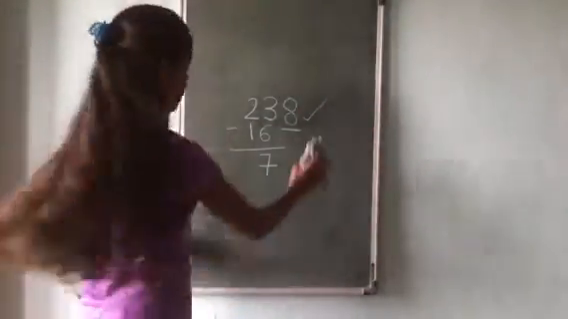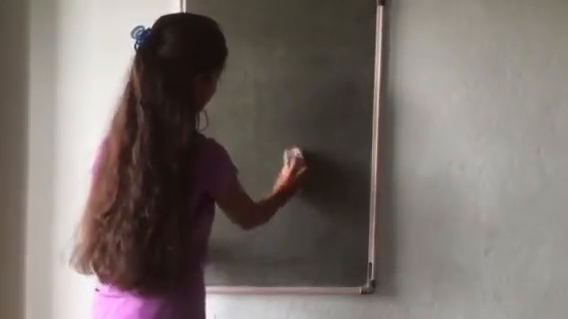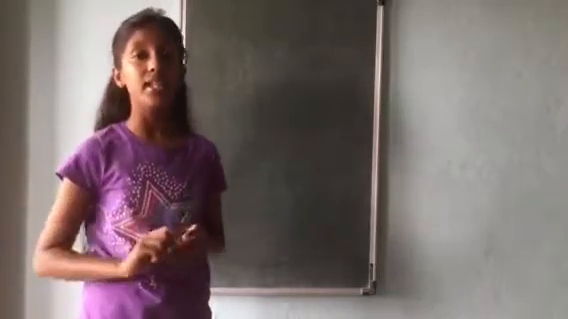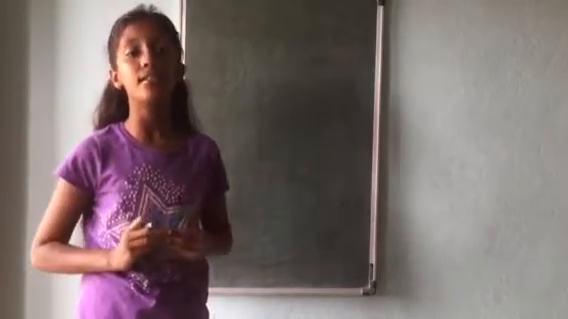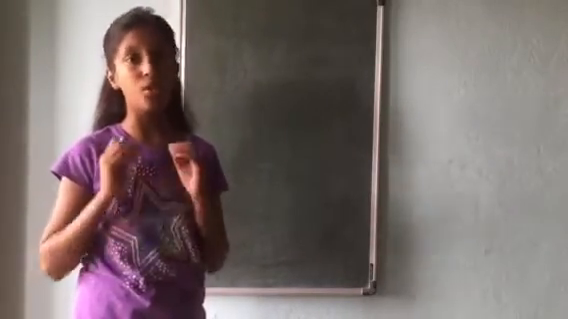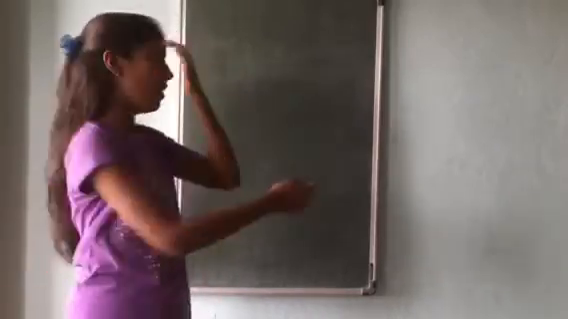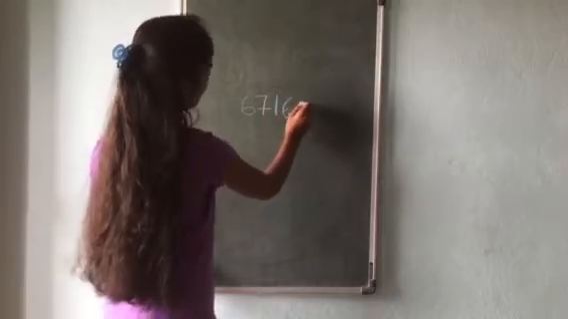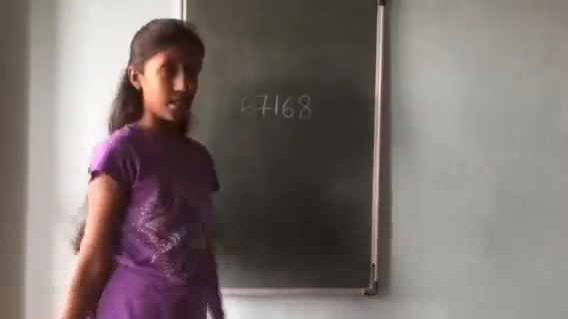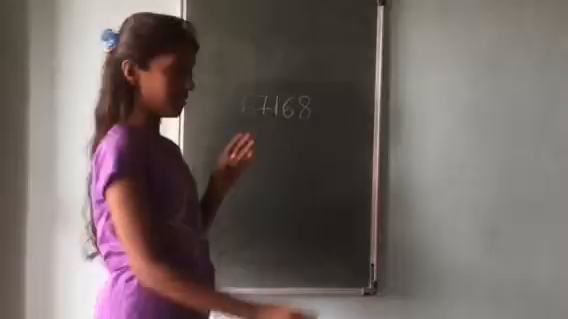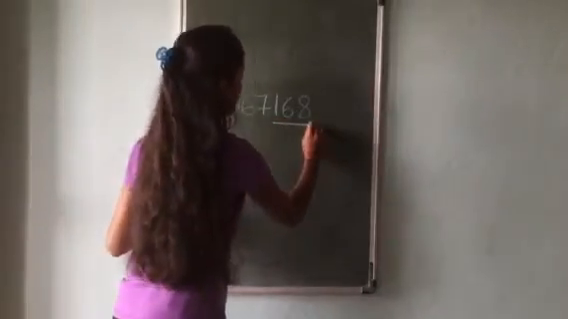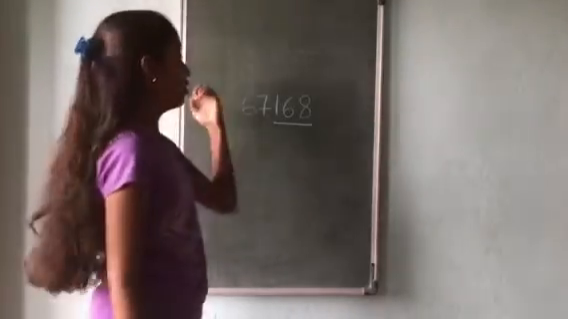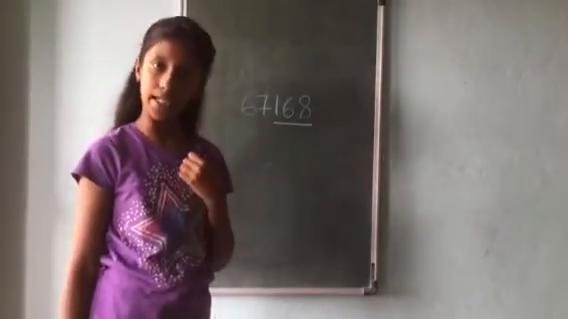Okay. Now let's talk about 8. Now 8's rule says that any number whose last 3 digits are divisible by 8 is divisible by 8. For example, 67168. Now we'll look at the last 3 digits, which is 168. Now is 168 divisible by 8? Yes. So the whole number is divisible by 8.